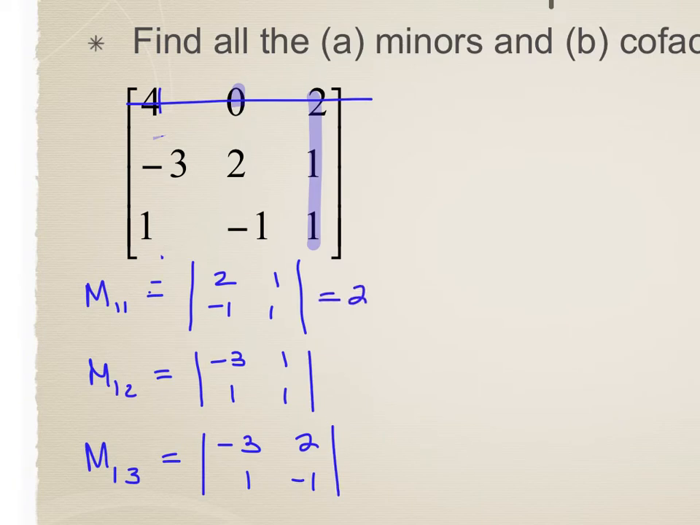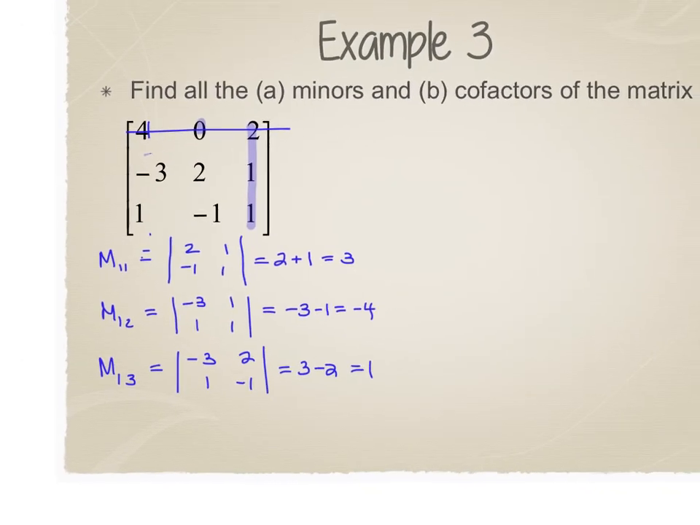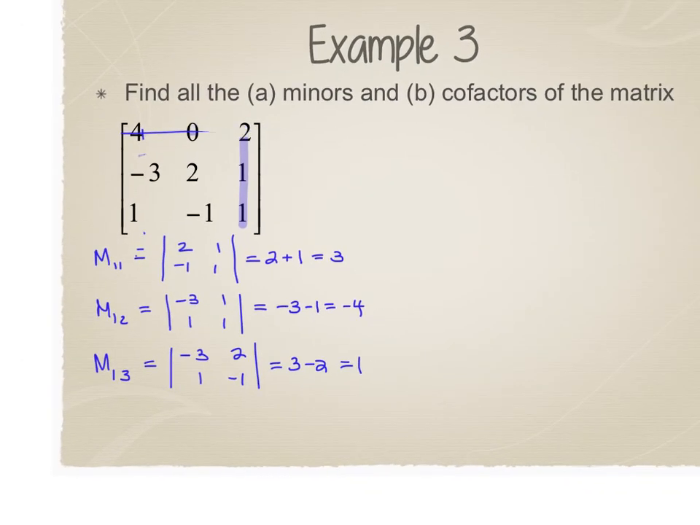So this would be 2 minus a -1, which becomes +1. This would be -3 minus 1, which is -4. And this would be 3 minus 2, which is 1. Then I'm going to repeat that whole process for row 2. So minor 2, 1, minor 2, 2, minor 2, 3.